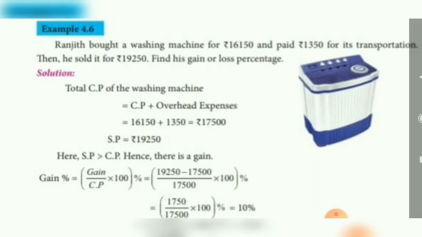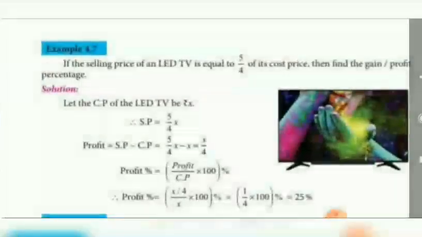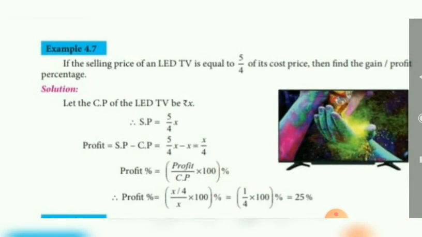So, selling price minus cost price, divided by cost price, into 100. What is the answer? The answer is 10%. Next, the selling price of an LED TV is equal to 5 by 4 of its cost price. Then find the gain or profit percentage.